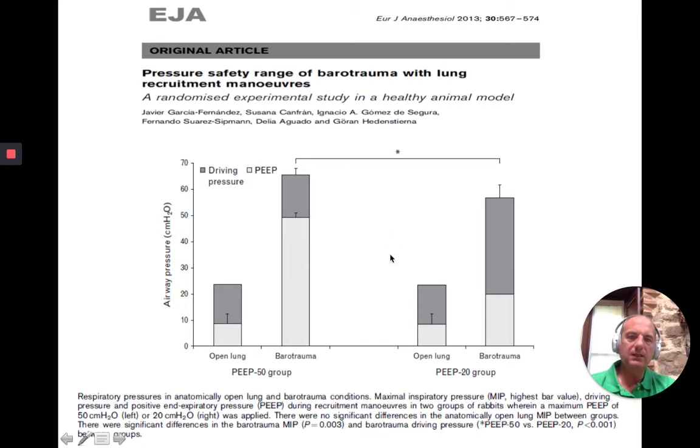So we all know that the worst pressure for creating barotrauma is plateau pressure. That's for sure. The higher the plateau pressure, the more risk of pneumothorax. But the second most dangerous pressure for creating pneumothorax is not PEEP, it's driving pressure, once again. So if you want to reduce the risk of pneumothorax, reduce plateau pressure and reduce driving pressure. Don't reduce PEEP, just the opposite. The main consequence of this study is that the higher the PEEP, the lower the risk of pneumothorax, just the opposite of what we've been taught all our lives.